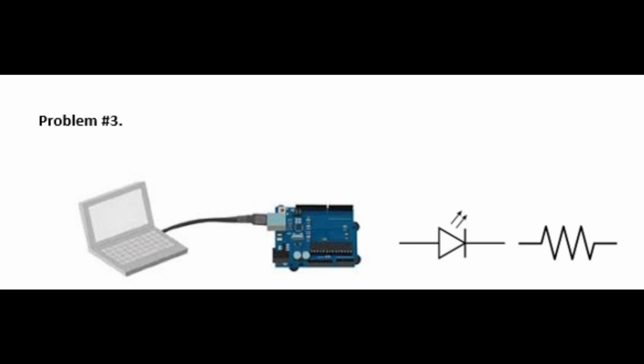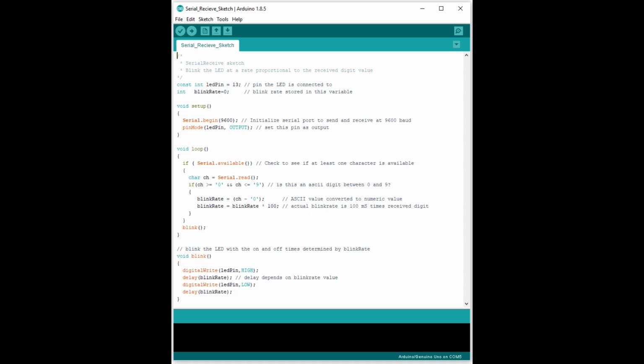Receiving digits and blinking LEDs. Number 1, code breakdown. Variables. Char value stores the received character digit from 0 to 9. Int value stores the integer value of the received digit. Float value, you can ignore this for now as we're focusing on digits.